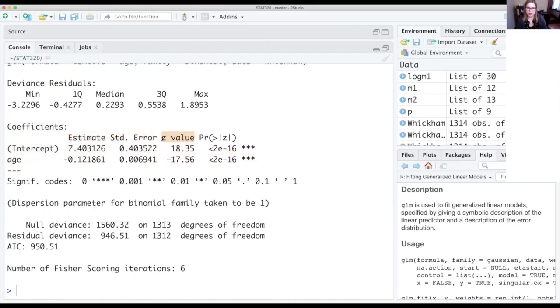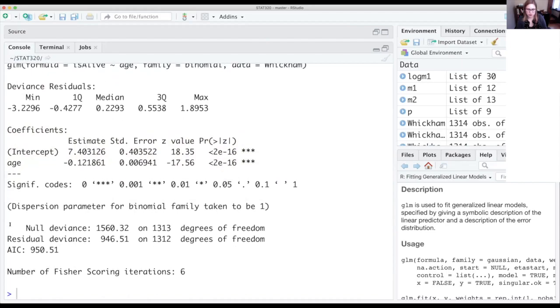It has a z value rather than a t value. And I'll admit, I don't remember why it changed from linear regression. I should look into that. It still has a p-value though. It doesn't have an R squared or an adjusted R squared. It doesn't have the F value for the whole model or the p-value for the whole model. But what it does have is AIC.